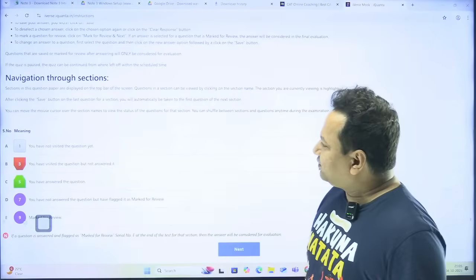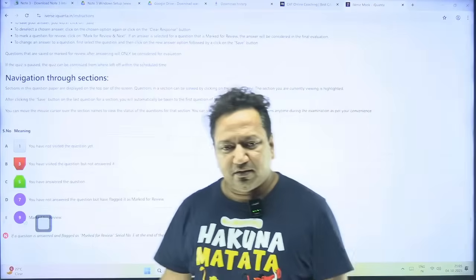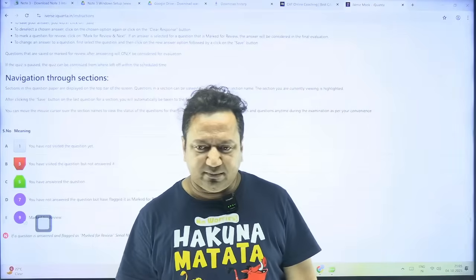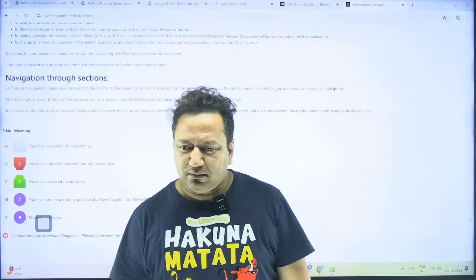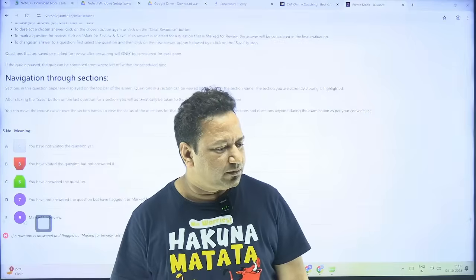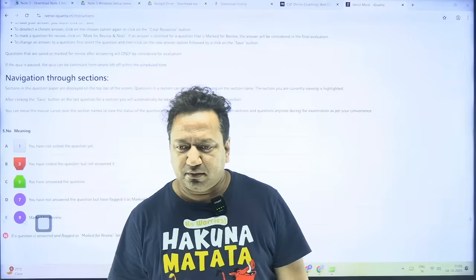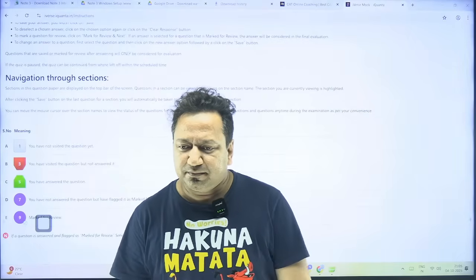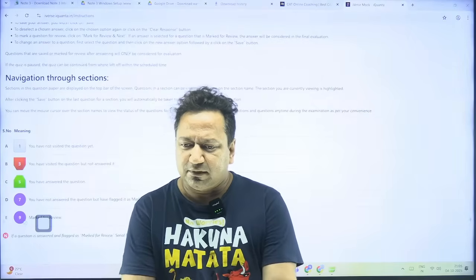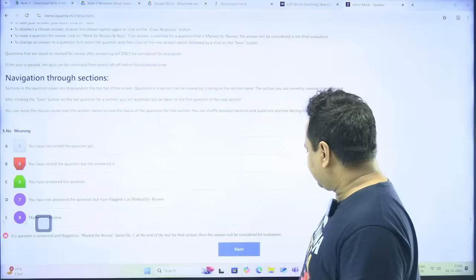Is the screen visible to you guys? Yes or no? It's totally white, so I think there might be some kind of problem. Is it happening? It's visible, right? That's great.